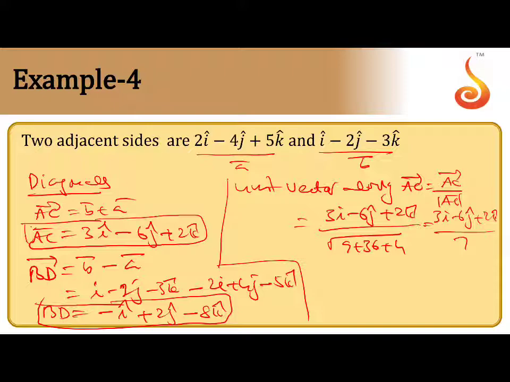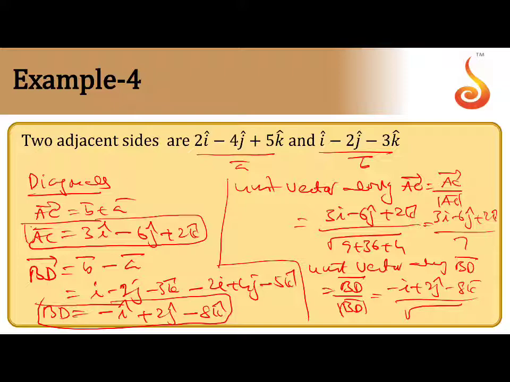In the same manner, the unit vector along BD will be BD by the magnitude of BD. So the BD vector is minus i plus 2j minus 8k by the root of the magnitude. We can directly take 1 plus 4 plus 64: 64 plus 4 is 68, plus 1 is 69. That is the unit vector along the second diagonal. The first diagonal is 3i minus 6j plus 2k by 7. The unit vector along the second diagonal BD is minus i plus 2j minus 8k by root 69. You got the unit vectors along both the diagonals.